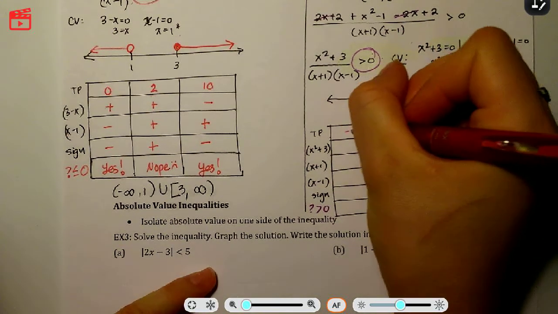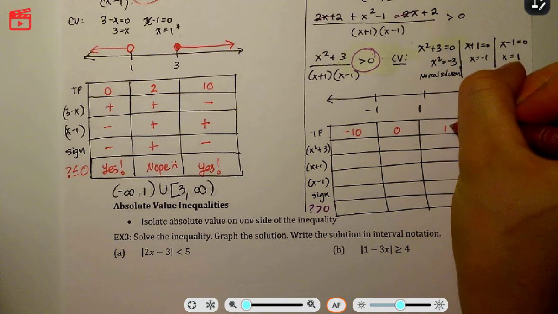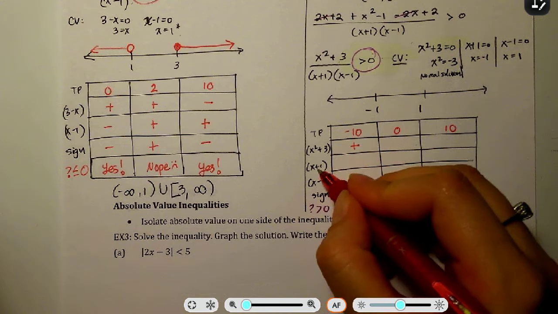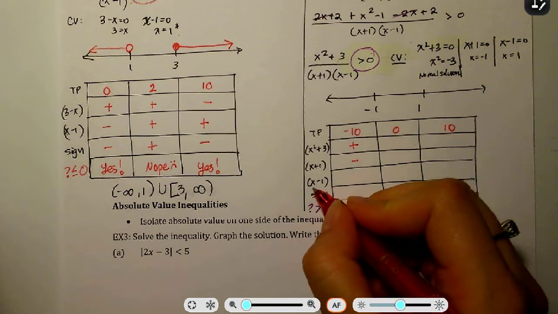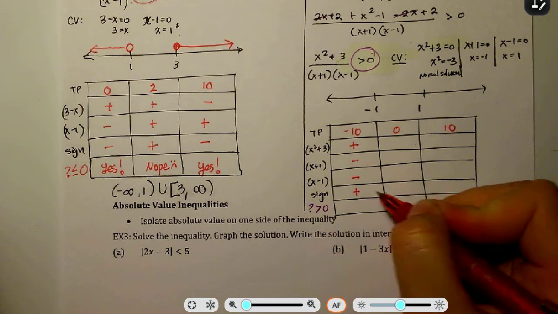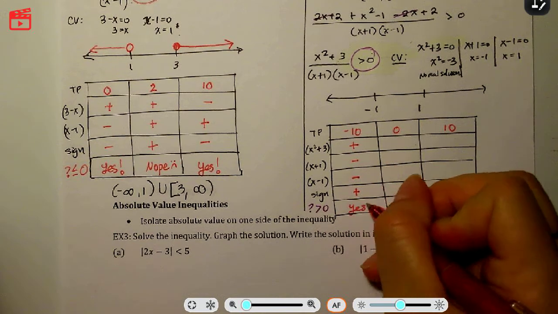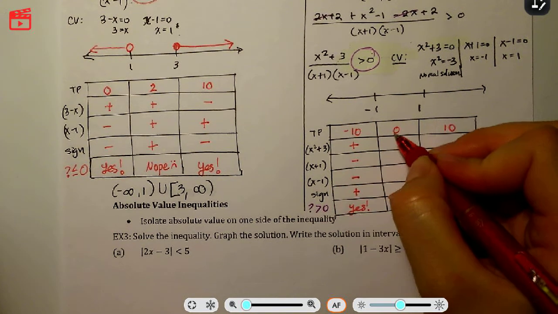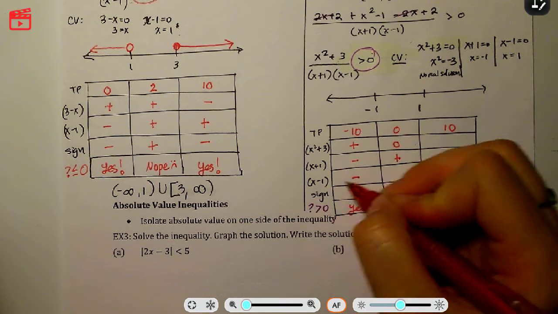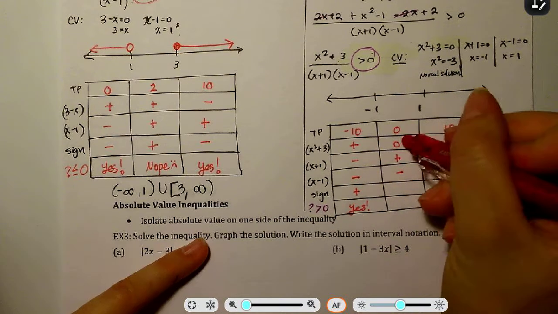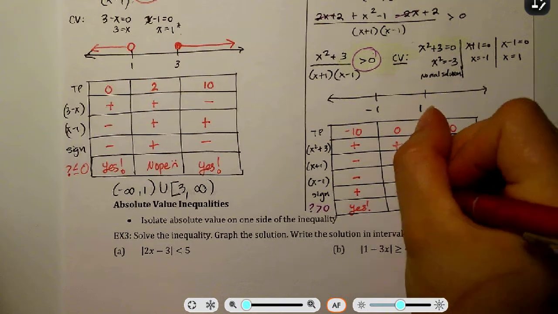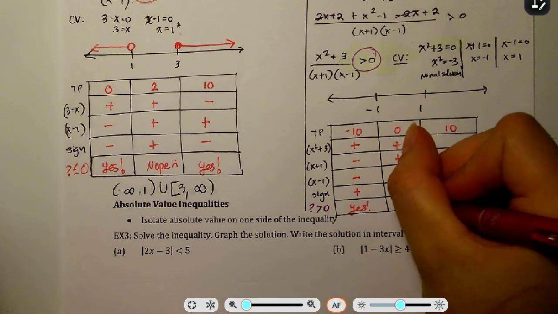All right, so test points, let's do -10, 0, and 10. -10 squared plus 3, positive. -10 plus 1, negative. -10 minus 1, negative. So multiplying these together, I'm going to get a positive. And is that greater than 0? Yeah. Awesome. Now 0 squared plus 3, positive. 0 plus 1, positive. 0 minus 1, negative. Multiplying these all out, I get a negative. Is that greater than 0? No.